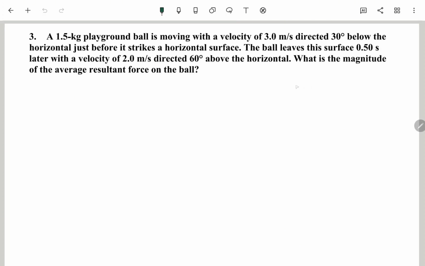Let's graph the situation. Now, assuming that this is the horizontal, the ball is fired 30 degrees below the horizontal and bounces back with 60 degrees above the horizontal. And this one here, the velocity is 2 meters per second, and the contact time equals 0.5 seconds. Now we need to find the magnitude of the average resultant force on the ball.